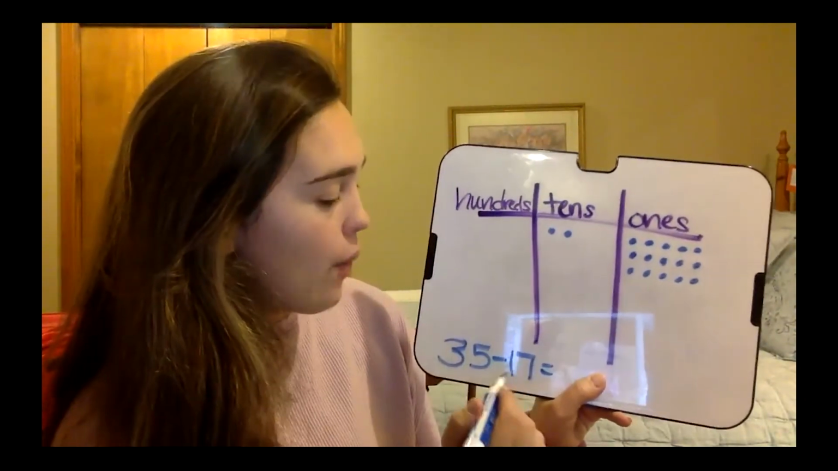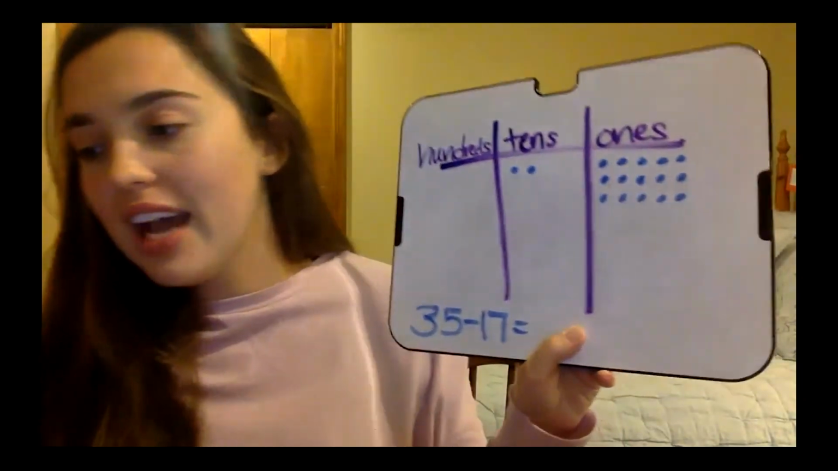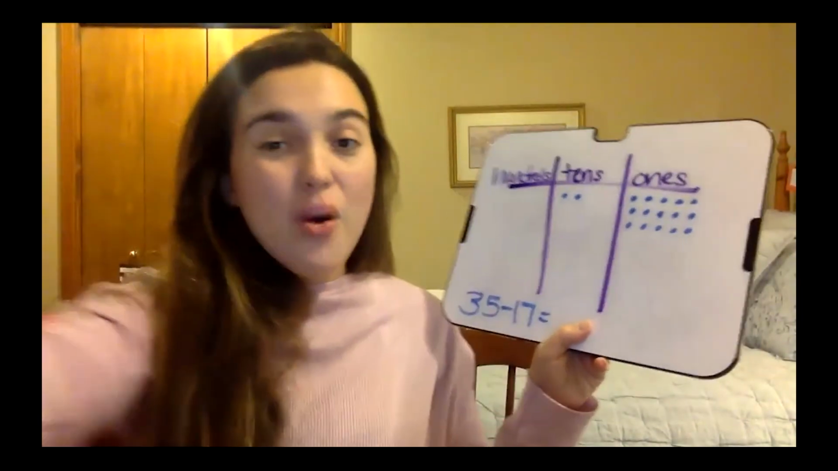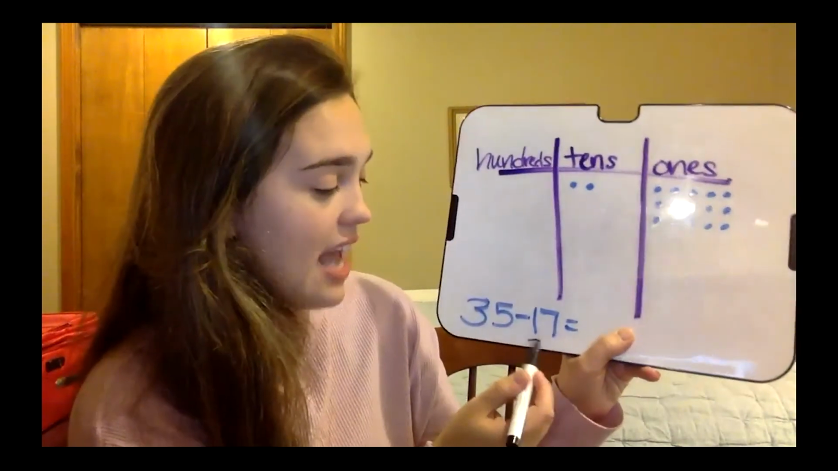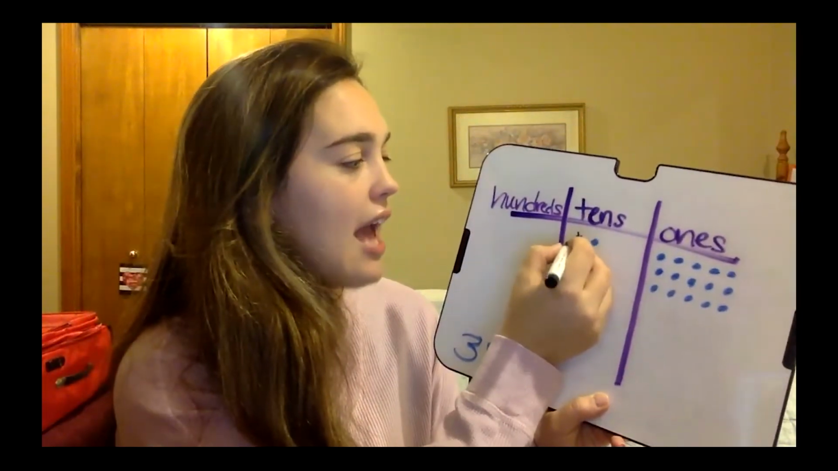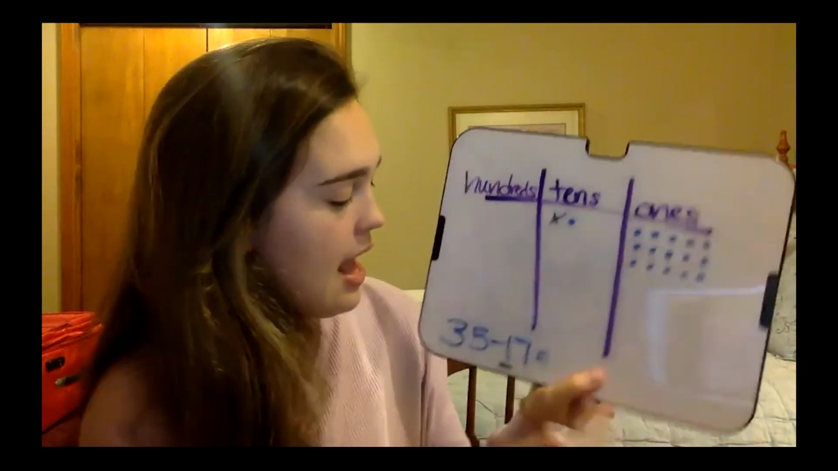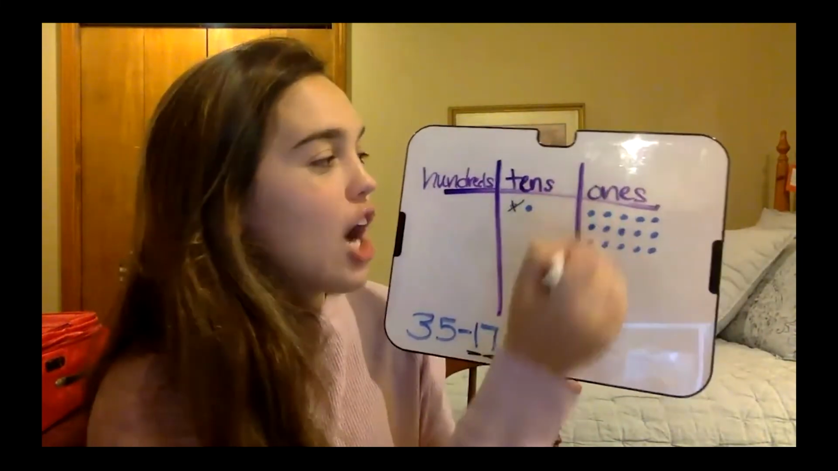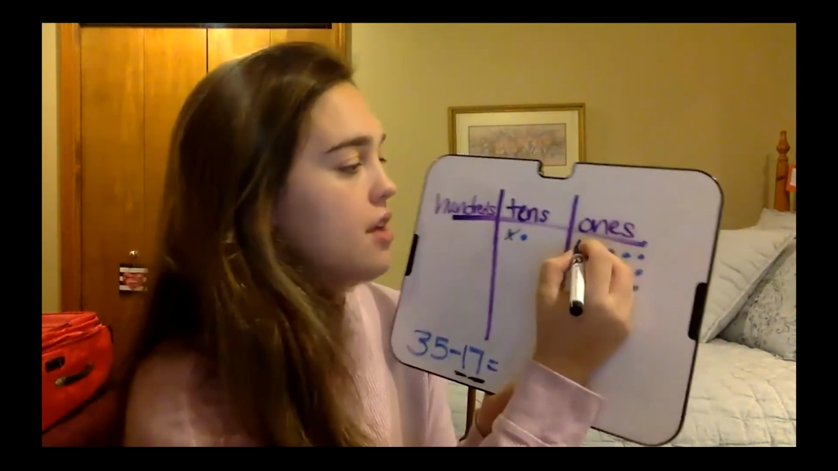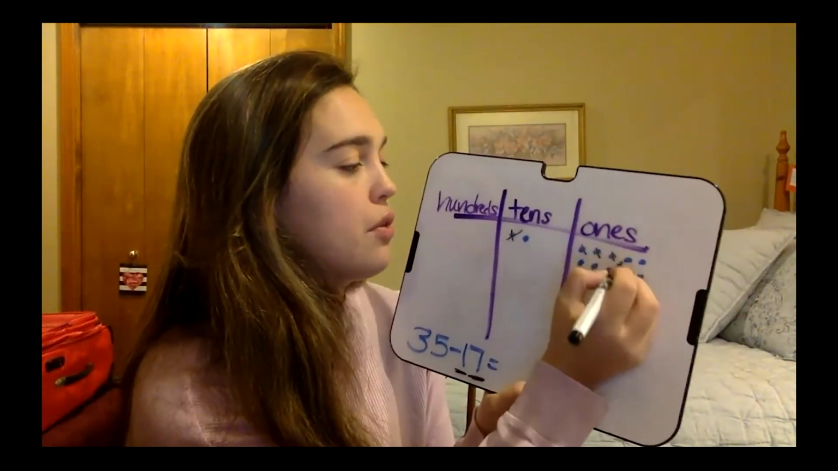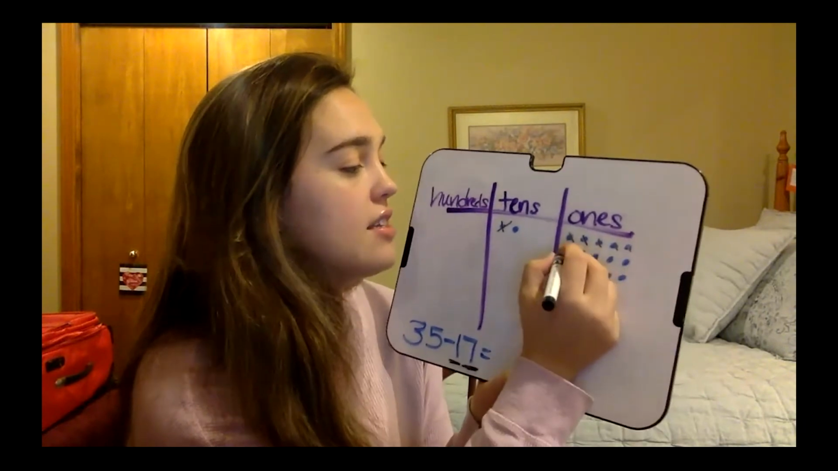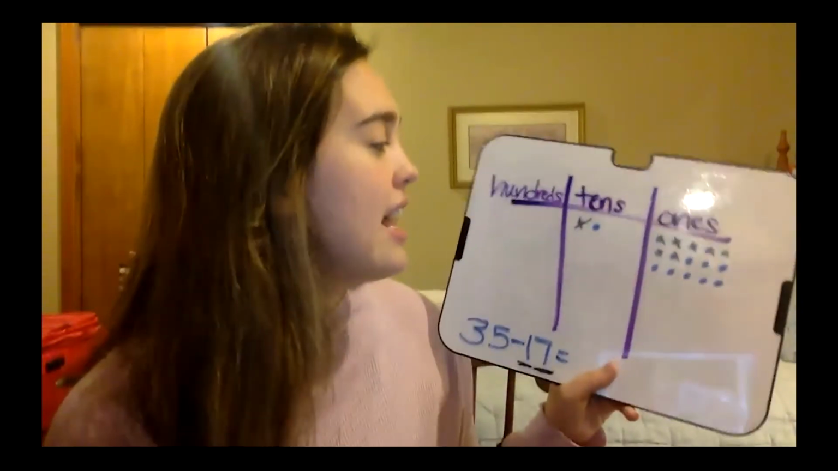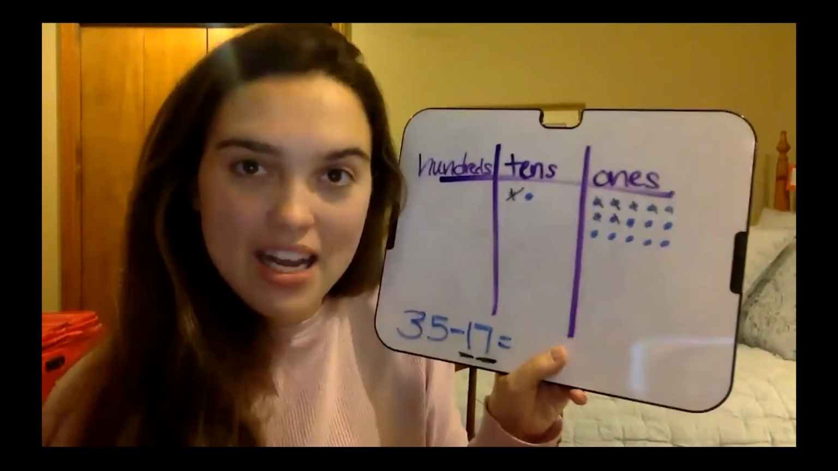I'm going to use a different color so you guys can see. I know I want to take out 1 10, so I'm going to put an X through this 10. And let's look. There are 7 ones. I need to cross out 7 of these ones. So 1, 2, 3, 4, 5, 6, 7. All right, perfect. Now that we've done that, let's see how many we have left.